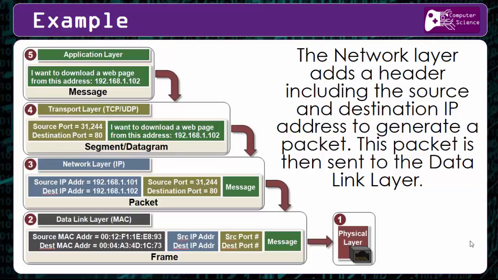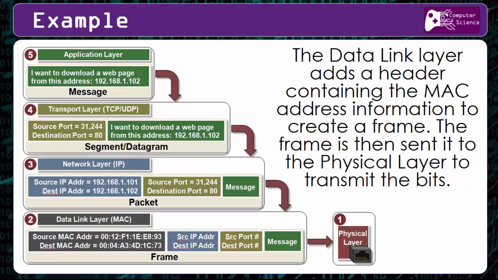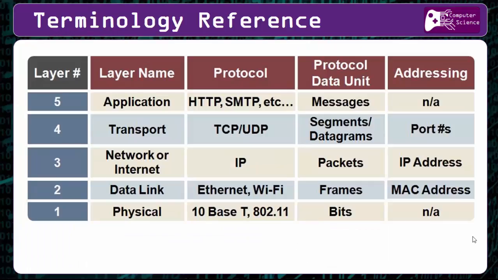in order to generate the packet, and then the packet is sent to the data link layer. The data link layer adds a header which contains the MAC address in order to create a frame, and then that frame is sent to the physical layer in order to transmit the bits of data. This table here summarises some of the terminology. You've got the layer number and name, the protocol that's being used, the data units that are being sent, and the addressing that's being added to the header.